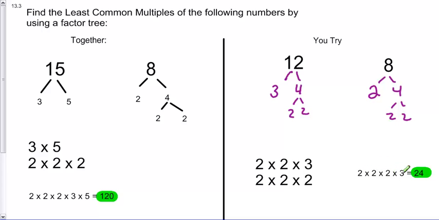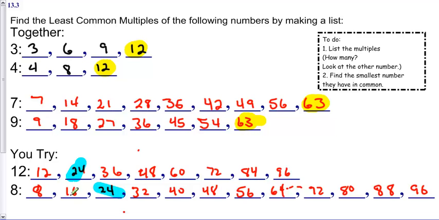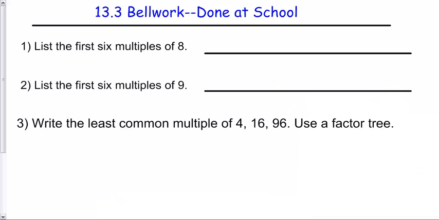So 2 times 2 is 4. 4 times 2 is 8. 8 times 3 is 24. So the LCM of 12 and 8 is 24. Now if you remember back here, we did the same thing with listing my factors, and I got the same answer. So I know I'm good to go.